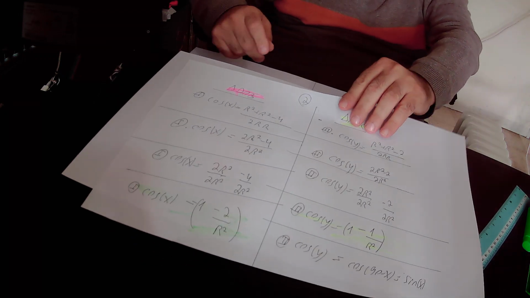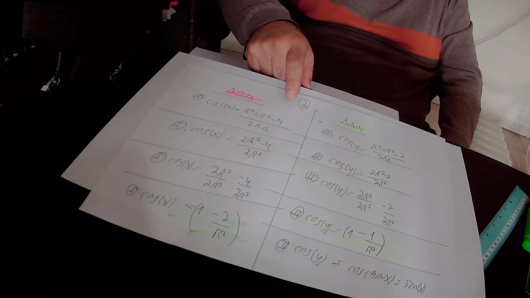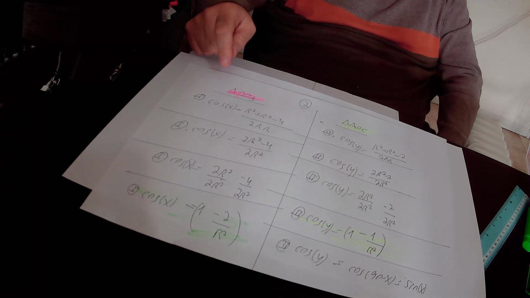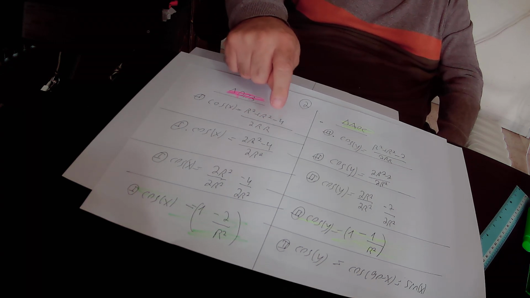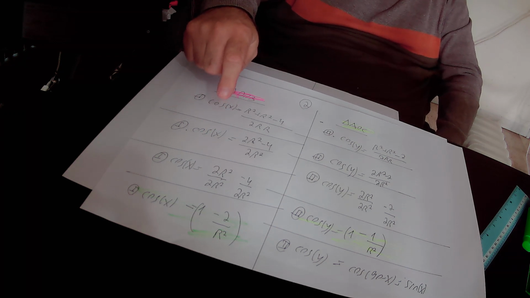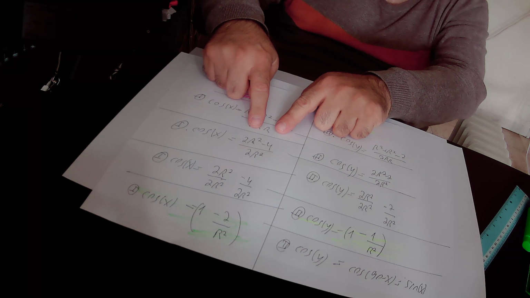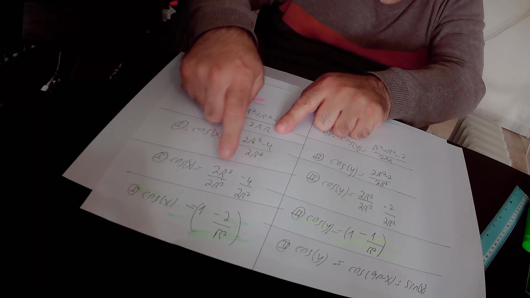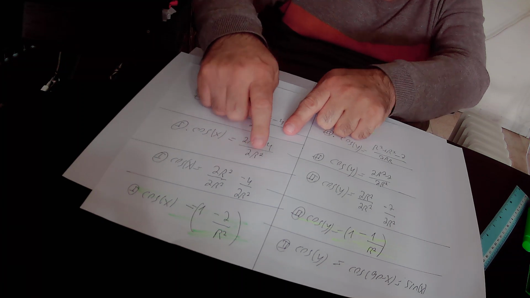In the triangle DOB, cosine x equals r squared plus r squared minus 2 squared, that is 4, over 2 times r times r. So cosine x equals r squared plus r squared, that is 2r squared, minus 4, over 2 times r times r, that is 2r squared. So cosine x equals, we split this expression into 2 parts. The first part is 2r squared over 2r squared, and the second part is minus 4 over 2r squared.